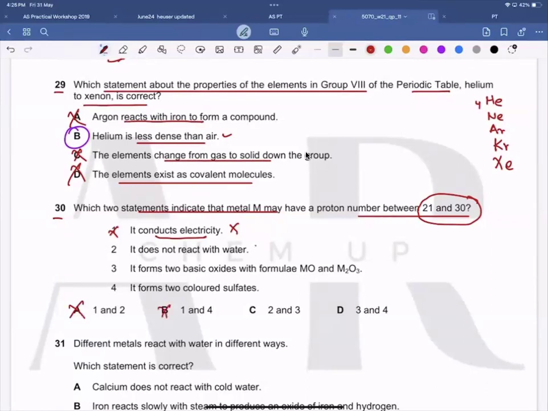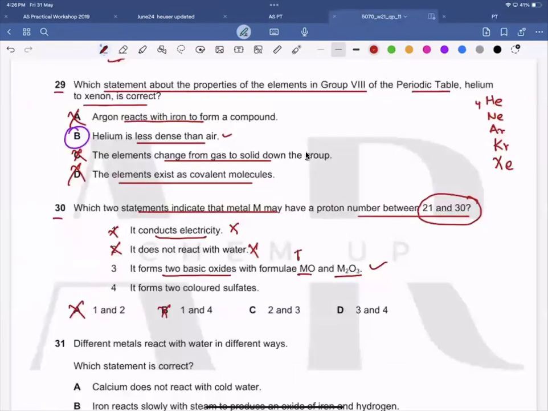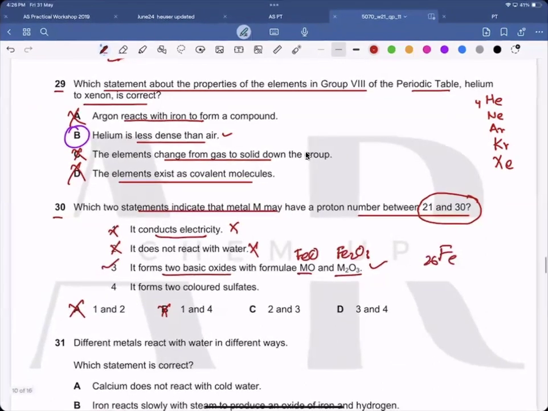It does not react with water. So it is also wrong because metals do react with water. It forms two basic oxides with the formula MO and M2O3. Yes, that can be correct because if you see over here, there is iron whose atomic number is 26, and iron forms an oxide, iron 2 oxide as FeO and iron 3 oxide as Fe2O3. So both of the oxides can be formed by iron with the atomic number of 26. So yeah, this statement can be correct. It forms colored sulfate. Yes, because it's a transition metal, so it can form colored substances as well. So the third statement, option C, goes wrong as well, and we are left with only D, which is correct.